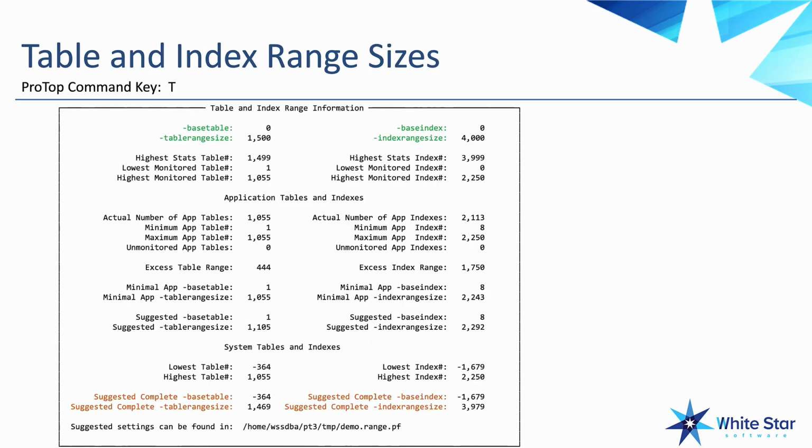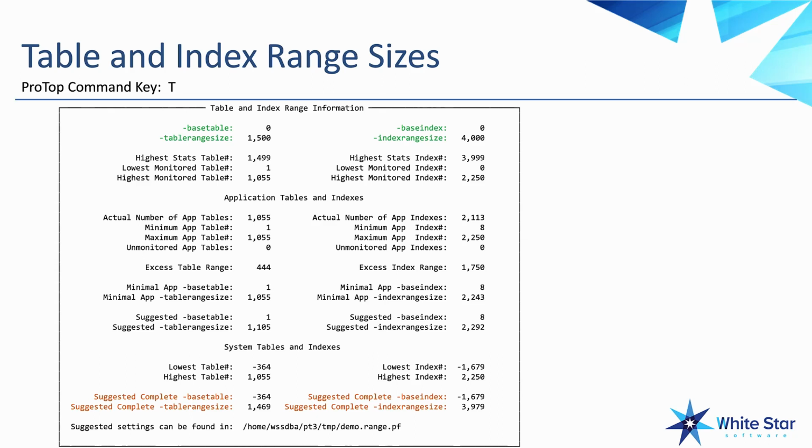The table and index range sizes are really important parameters. These help you to monitor activity on the individual tables and indexes within your database. That's really helpful when you're trying to figure out application problems, where there are hotspots, where you might have areas where you could focus a little bit of continuous improvement effort. And this command, the command is capital T, helps you to see whether or not you have them set adequately in the first place, and offers some suggestions.